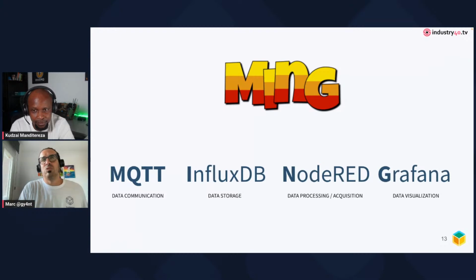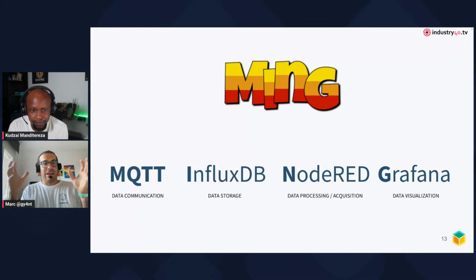Basically, MING Stack stands for MQTT, InfluxDB. Well, MQTT is for data communication. If you don't know, MQTT is a PubSub protocol, publish subscribe protocol. InfluxDB is the database. It's basically a time series database. Node-RED is for the N. It's basically, as you're going to see in some seconds, a UI for data processing and data acquisition and data transformation. And finally, we have the G for Grafana, which is, as you're going to see, a data visualization tool to build dashboards in a really easy way.